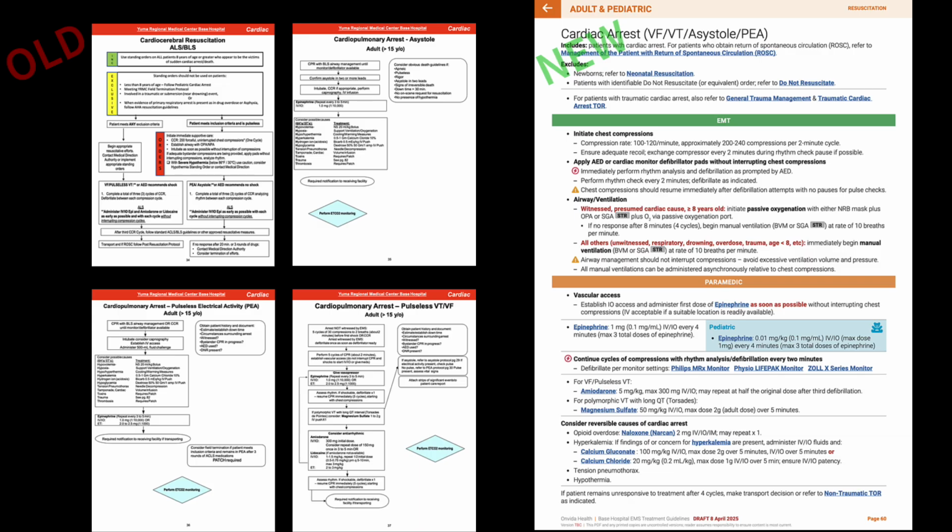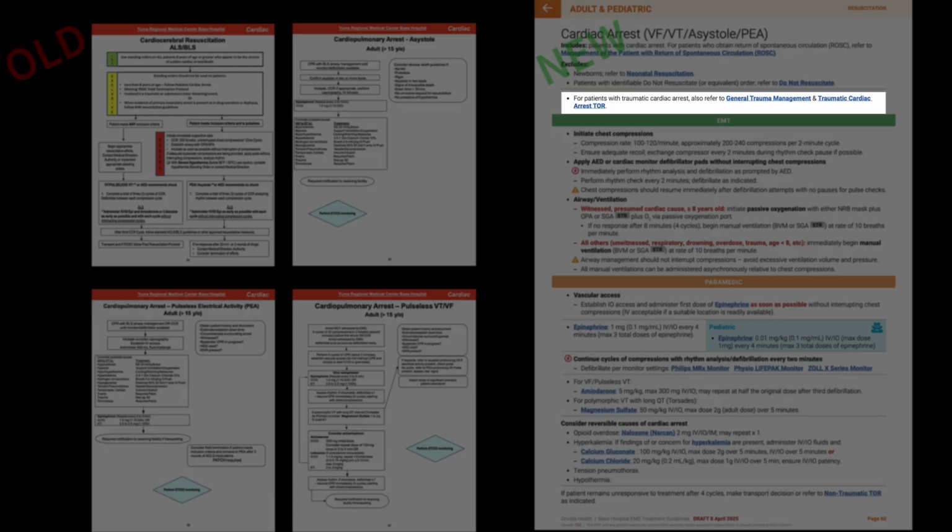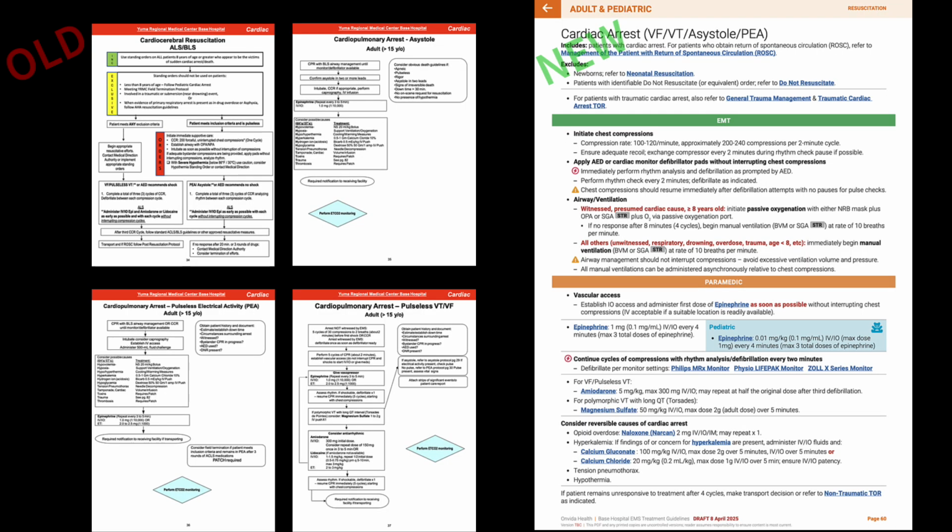Now, the information on this guideline can also be used to guide cardiac arrest care for trauma, but you can see that we have additional trauma-specific information on these other two pages hyperlinked here. On the left-hand side of the screen, you can see that the old protocols broke up adult cardiac arrest care across 4 different pages. For the most part, the information on the old asystole and old PEA protocols was actually just about the same.